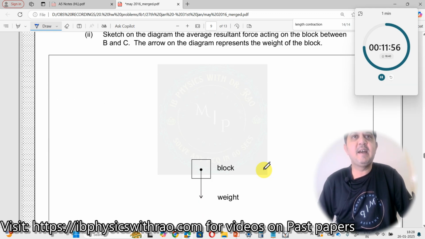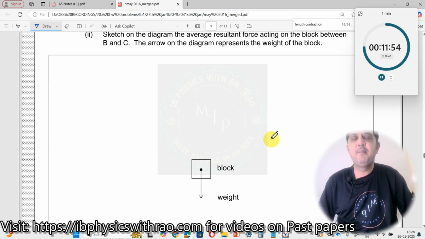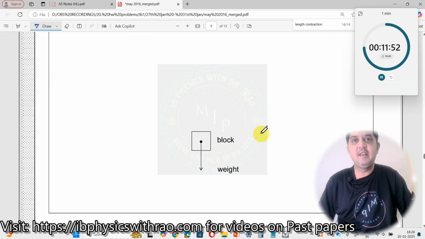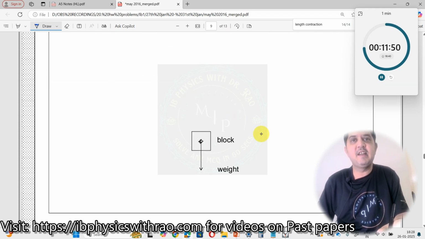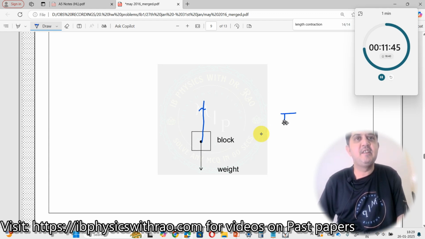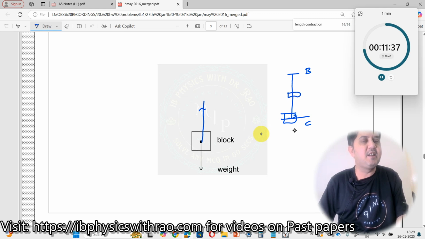Sketch on the diagram the average resultant force acting on the block between point B and C. Okay, so definitely it is not B, because there is a tension also here. This is your point C here. Between B and C, it means what? This is your point B. The block is still at this point. Okay, it has not completely reached over here.